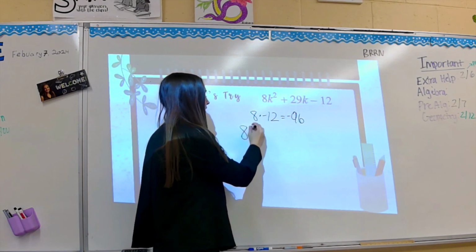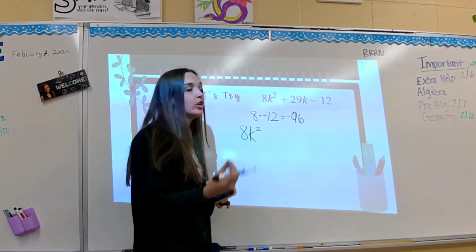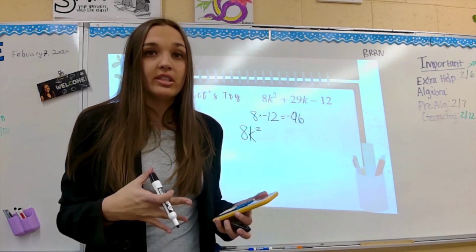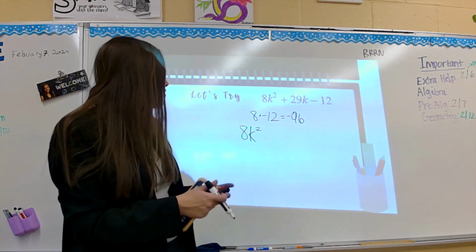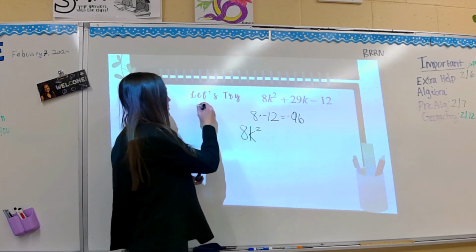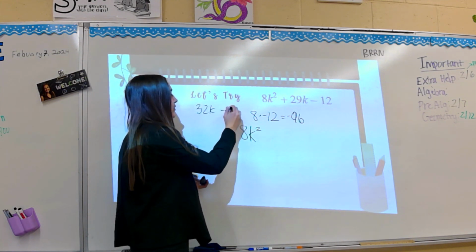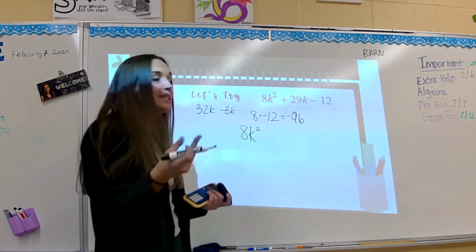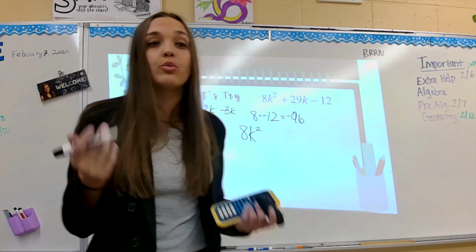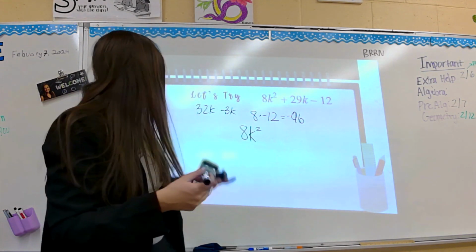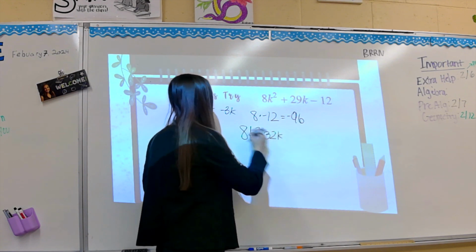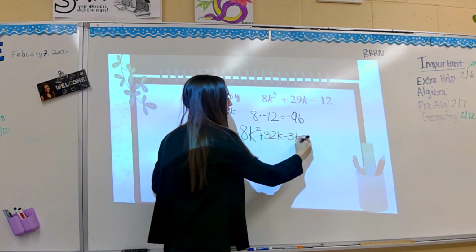So I'm going to have 8k squared. Now I have to think, which one would better give me a greatest common factor, the GCF? I have 8 and I have 32k or negative 3k. Which one's easiest to find a GCF of? Of course, we could do it in any order, but I like to do what makes life a little bit easier. So I'm going to use the 32k. So plus 32k minus 3k minus 12.